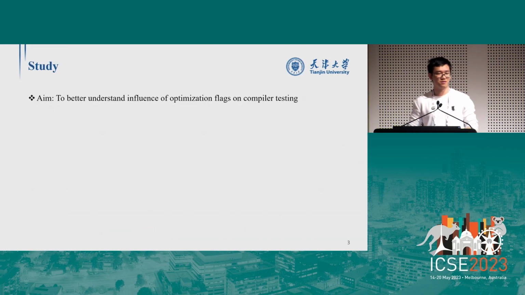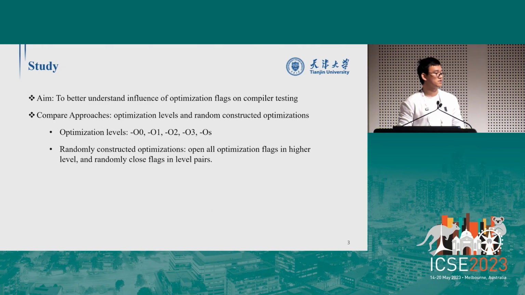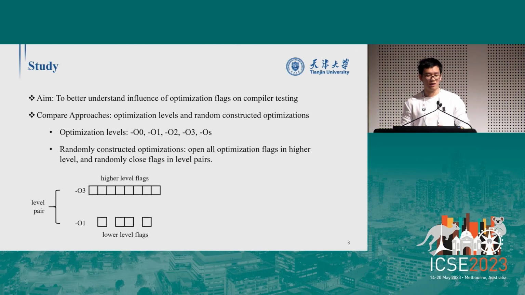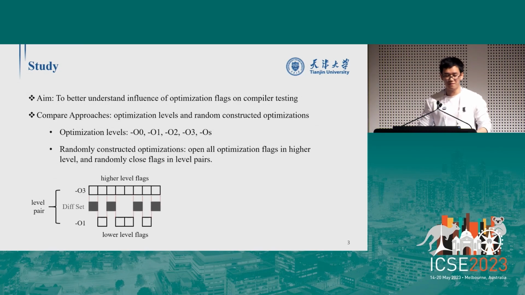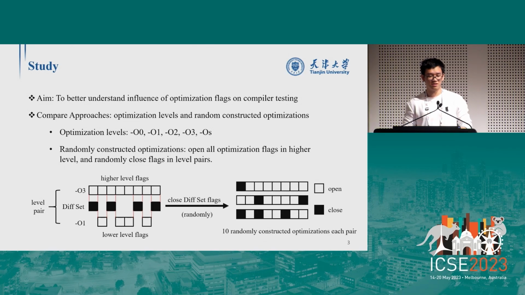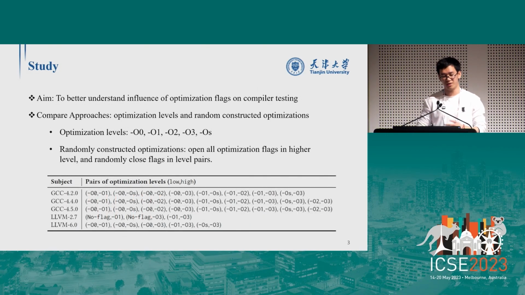To better understand the influence of optimization on compiler testing, we conduct the following study. In this study, we compare the optimization levels and the randomly constructed optimizations. To construct the optimizations, we select a pair of a higher level and a lower level, and we identify the differential set between them. We first open all the optimizations in the higher level and randomly close the optimizations in the differential set to construct the random optimization. And here are the pairs we used to construct the optimizations.